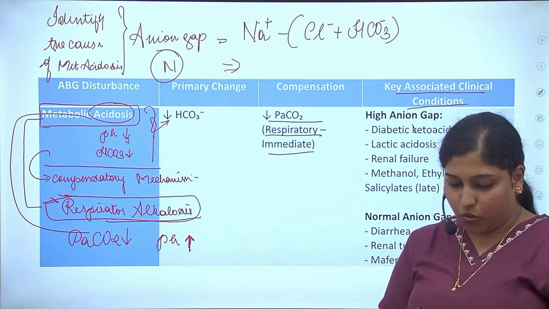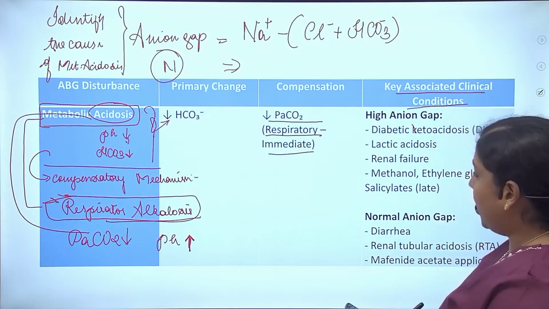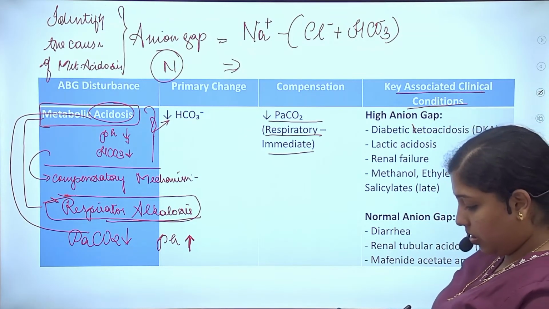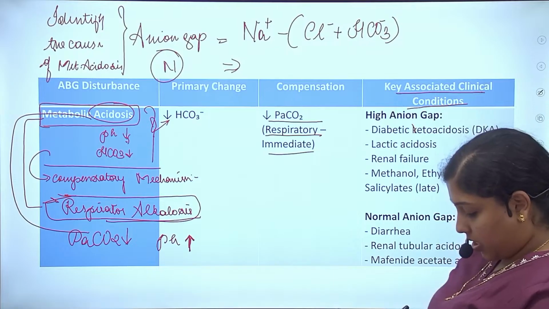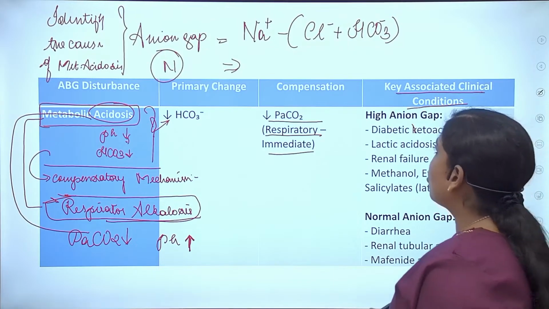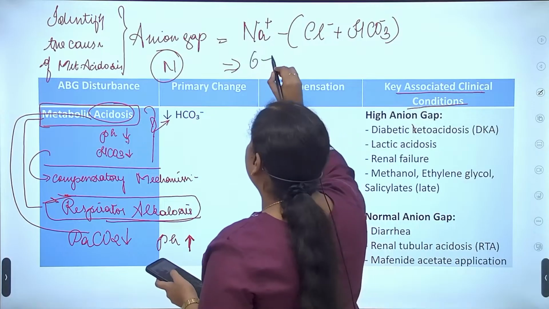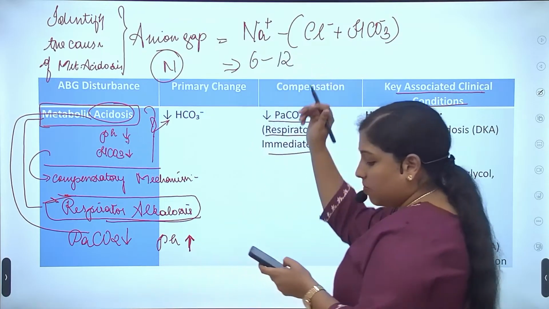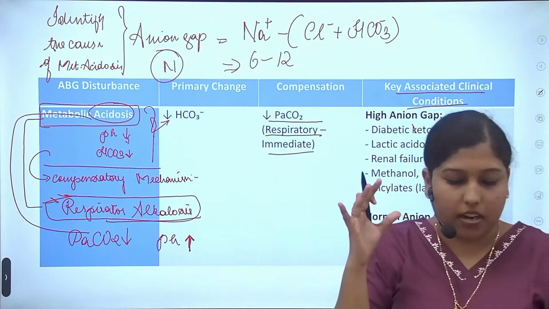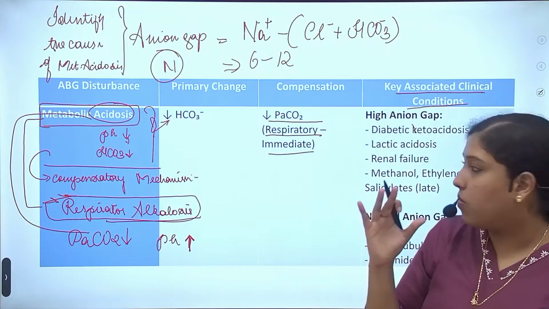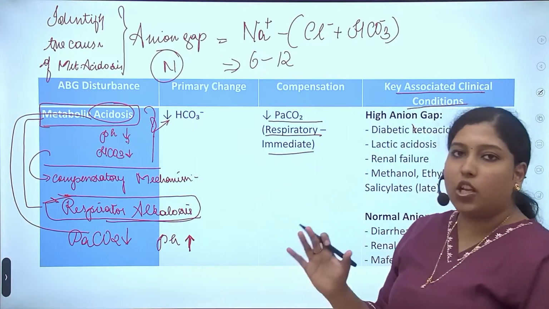Very good. Many people are answering correctly. Yes, it is 6 to 12. In some books it varies, but the standard answer is 6 to 12, right? Your anion gap normal value is 6 to 12.